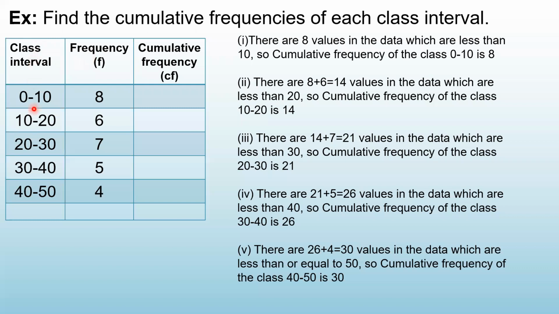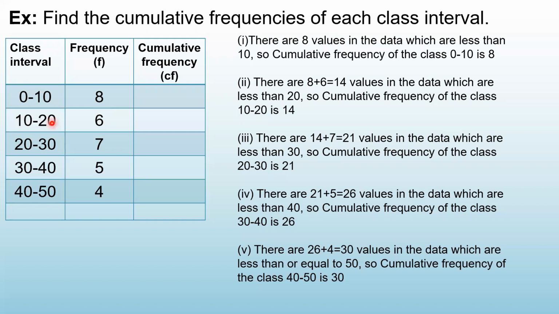What is the first column? It is the class interval. What is the second column? It is the frequency. The first row says this class interval 0 to 10. What is the frequency of this class interval? It is 8. क्या आपको इससे समझ में आता है कि डेटा में 8 वैल्यूज हैं जो 0 और 10 के बीच में, यानी 10 से छोटे. करेक्ट? 0 और 10 के बीच में मतलब 10 से छोटे. 10 क्या है? अपर बाउंड्री है ना.